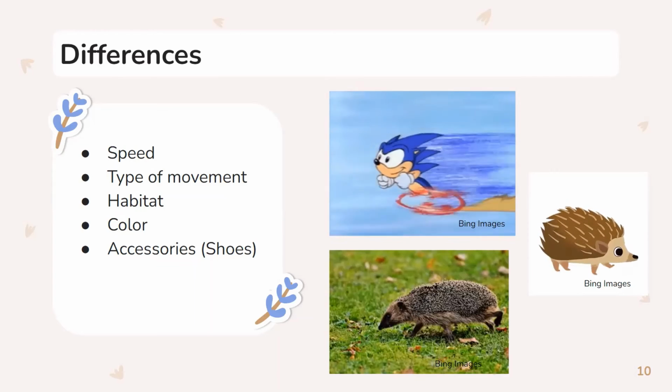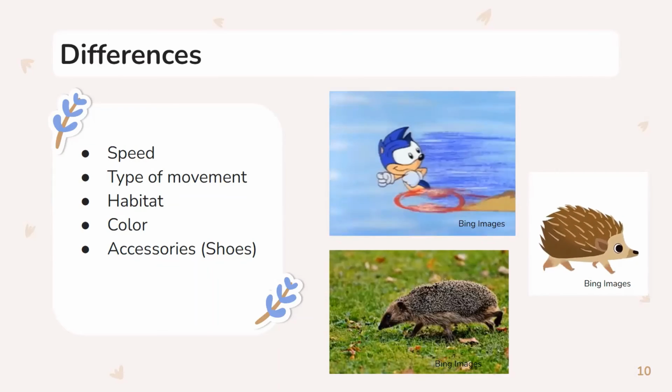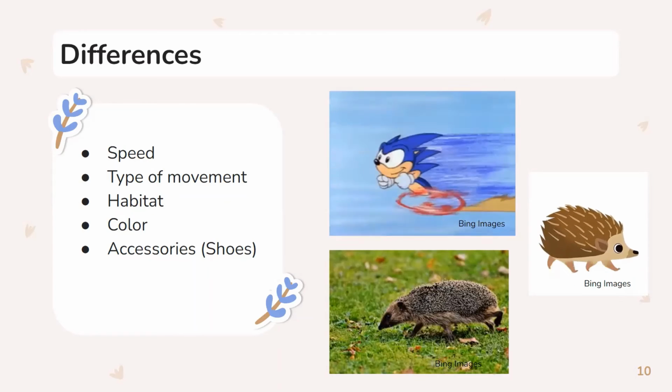The next difference would be color. As you can see, Sonic the Hedgehog is a dark blue, but in real life, hedgehogs are different shades of browns and sometimes can be white.